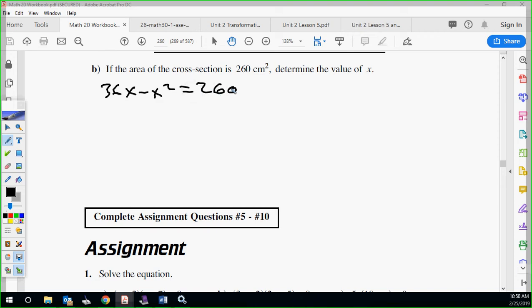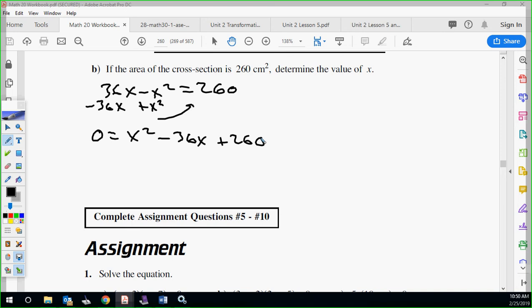Now what I'm going to do here is not move the 260. I'm going to move my variables to the right. Does anybody want to guess why? Why am I going to move these over? So my x squared's positive. It's a little bit easier when your x squared's positive because you don't have to worry about flipping anything. So I'm going to go minus 36x, and add x squared over. That gives me 0 equals x squared minus 36x plus 260.